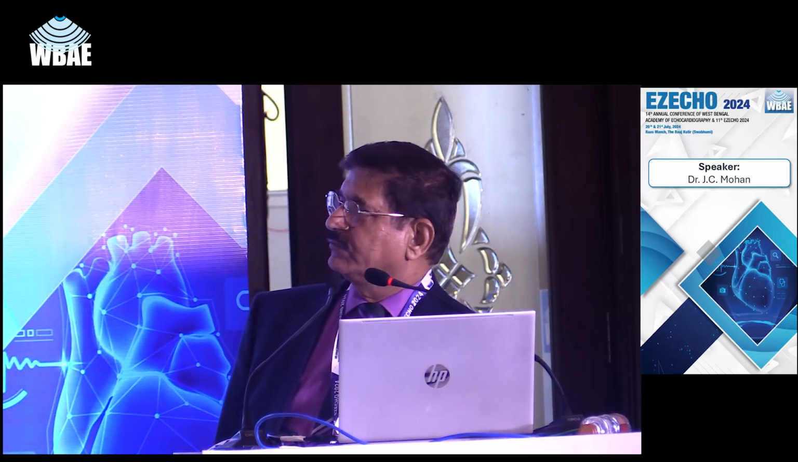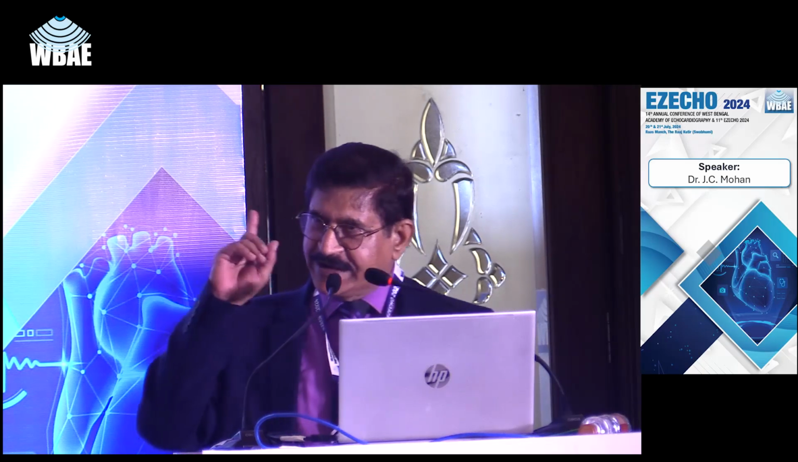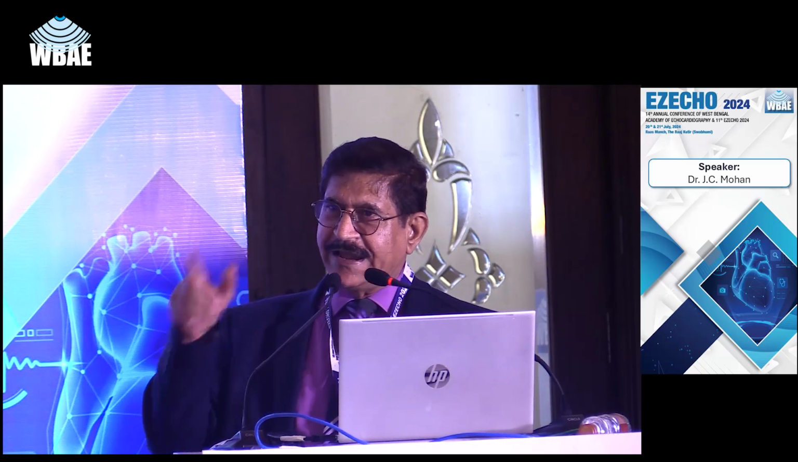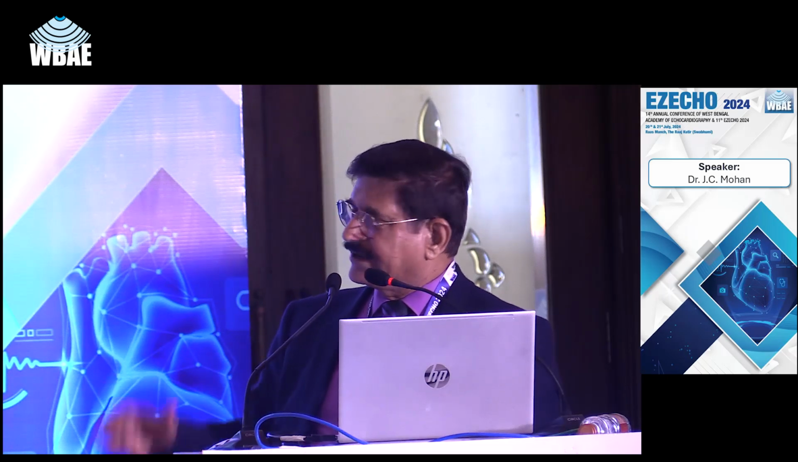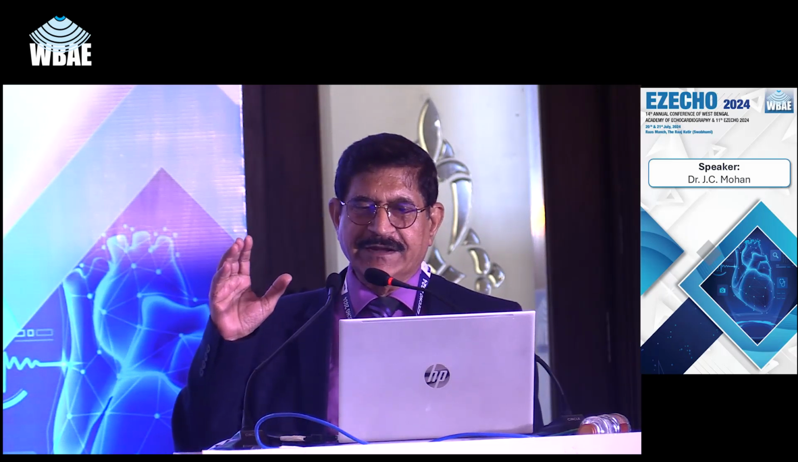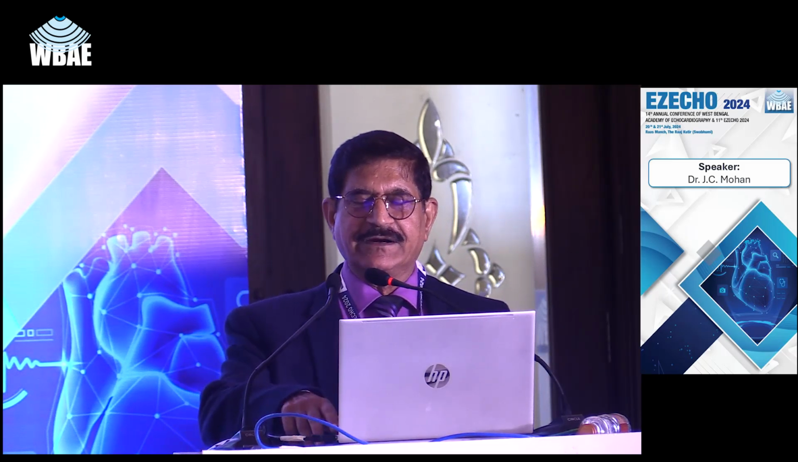What gave us the clue? What should have been the clue? Looking at the pericardium. So when you do a detailed echo, those yellow arrows are showing you the pericardium. Pericardium is thickened, and you do see pericardial effusion.